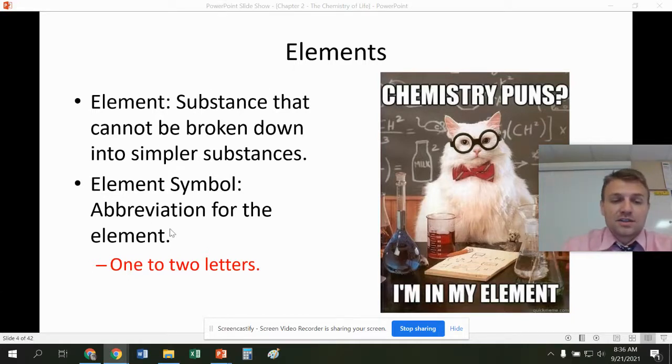Element symbol, this is just the abbreviation for that element. For example, hydrogen has the one letter H and helium has the two letters He, and that second letter is always lowercase, while the first letter is always capitalized. You should know this stuff from your 9th and 10th grade or your middle school science classes.